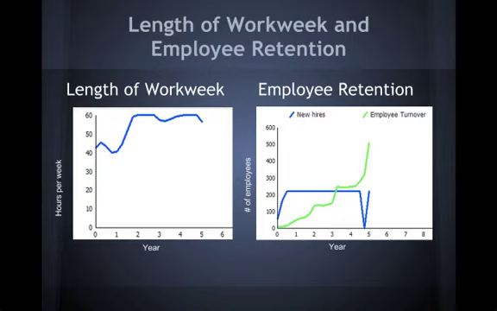The graph on the right shows employee retention. The blue line represents new hires and the green represents employee turnover. As you can see, employee turnover was on a steady rise, with the amount of new hires remaining relatively constant until year 4 or 5. Increasing turnover most likely resulted from increasing employee dissatisfaction due to an increased work week and other factors.